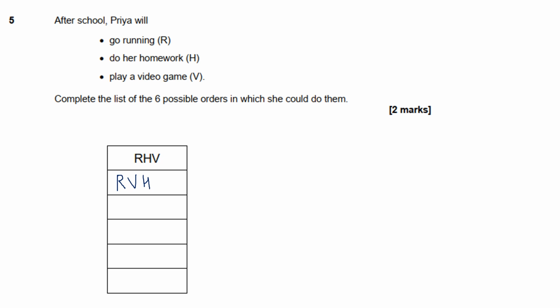Now, because there's no more combinations beginning with R, we're now going to start with the second one, which is H. So then we just pick any other order. So we could go H, R, V, and then still sticking with H because we need to run out of H's first. H, V, R, and now we have run out of H's. Now we need to start with V: V, R, H, and finally V, H, R. There we go. So that's an easy 2 marker for that one. Let's move on to the next slide.